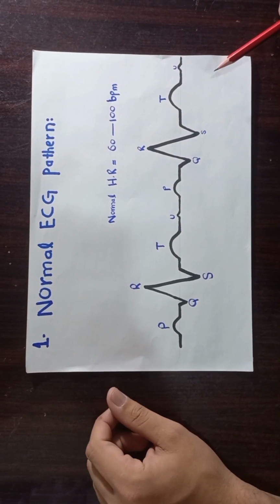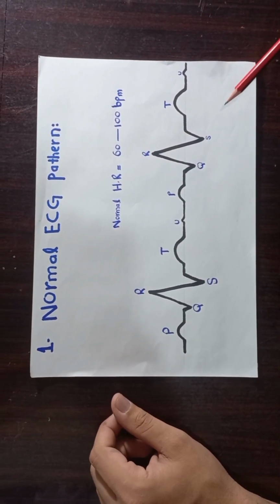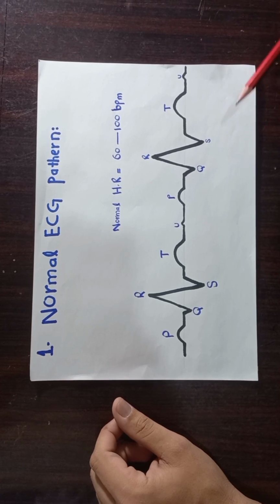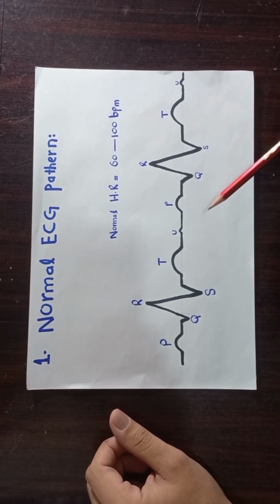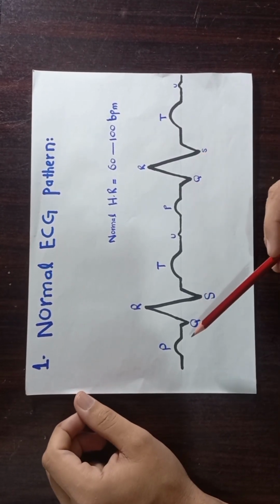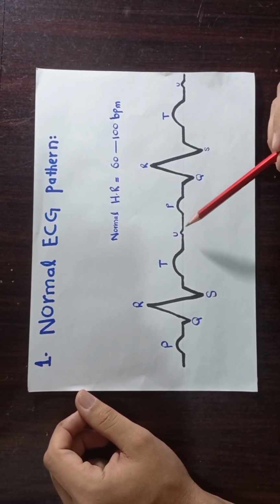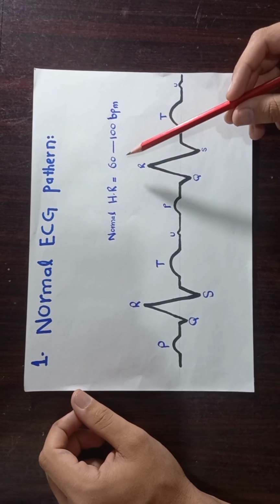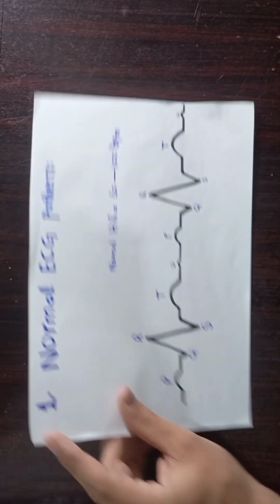Hello friends, today we are going to talk about the common ECG abnormalities. To understand the ECG abnormalities, first of all we have to appreciate the normal ECG pattern, and this is the normal ECG pattern: P wave, QRS complex, T wave and the small U wave. The normal heart rate will be 60 to 100 beats per minute.